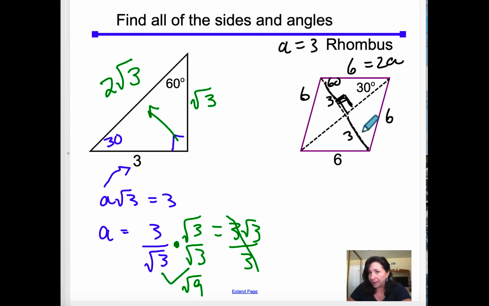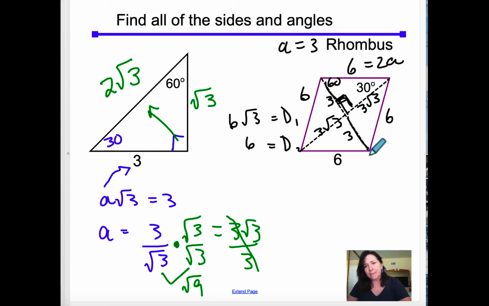which means it's a diagonal split in half because they're bisected, so that's 3. What else do we need to know? We know that that's 3. Opposite the 60 is a root 3, so that's going to be 3 root 3, and then 3 root 3, which makes 6 root 3 for one of my diagonals, and then my other diagonal is going to be 3 plus 3, which is 6. I've got all the sides, that's it.